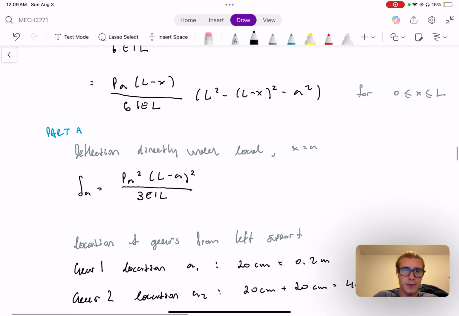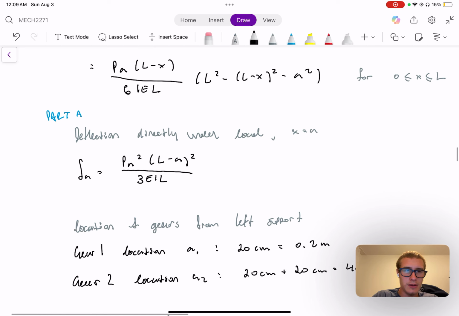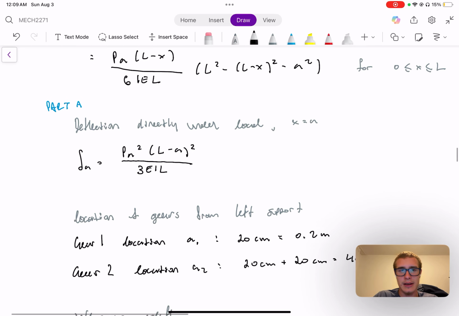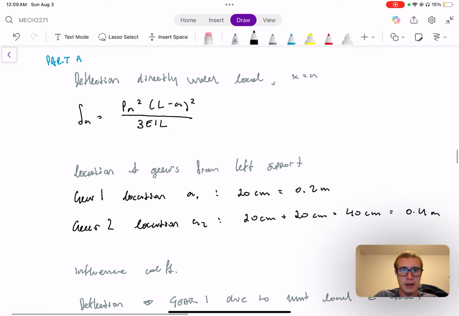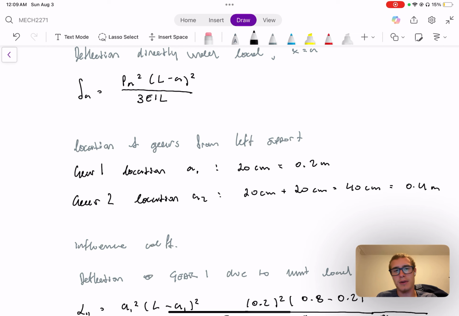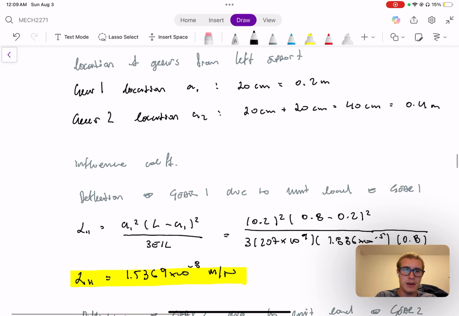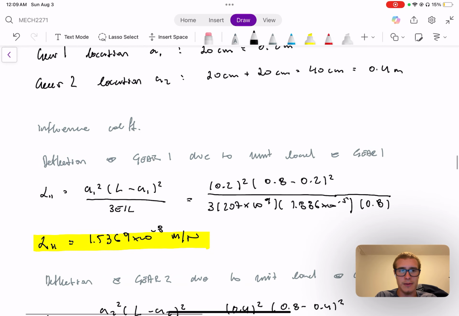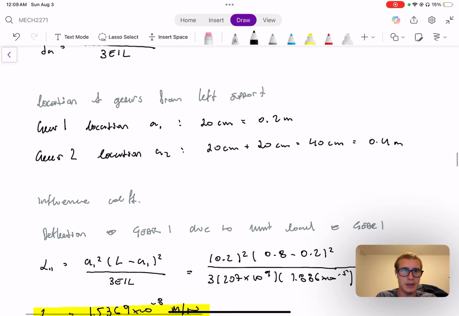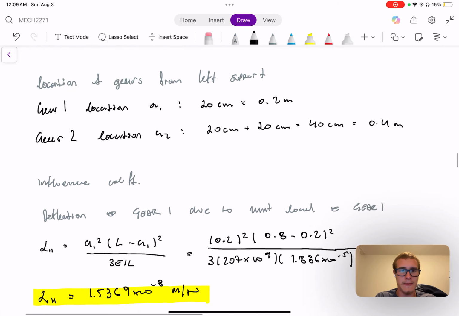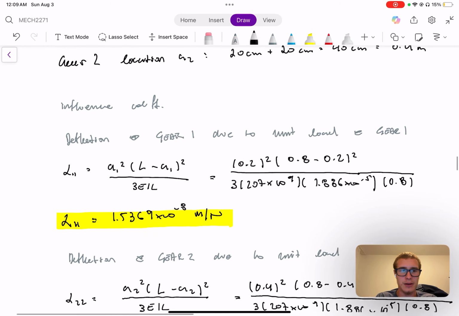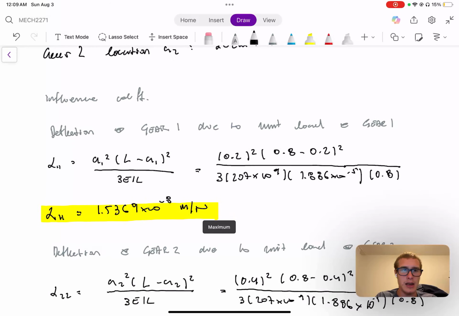So now we're solving for part A. The deflection happens when x is at a, where it's under load. The gear locations are measured from the left support. The gear location at a1 is 20 centimeters, which equals 0.2 meters, and gear 2 is located at 0.4 meters. The influence coefficient is given by this formula here, which is essentially the same thing as that. You plug in all the values, and we get that influence coefficient.